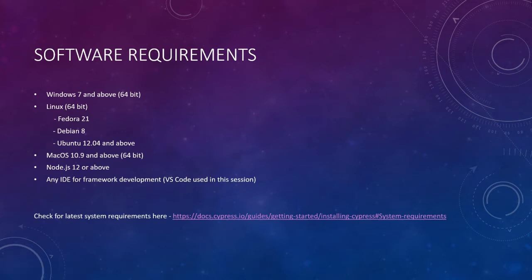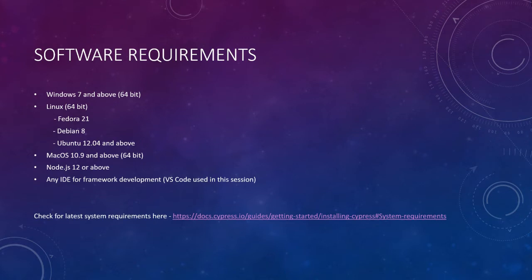So for the OS, if you want to use Windows, then you need at least 64-bit Windows version 7 and above. And if you want to go with a Linux, you want a 64-bit Linux, either Fedora, Debian or Ubuntu versions as specified. And also if you want to go for Mac, then at least you need 10.9 and above, the 64-bit version.